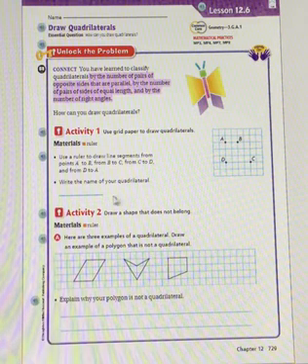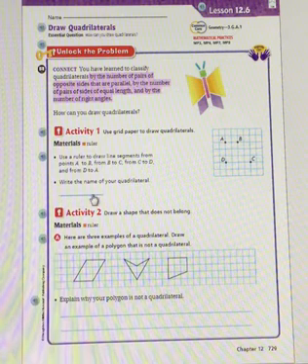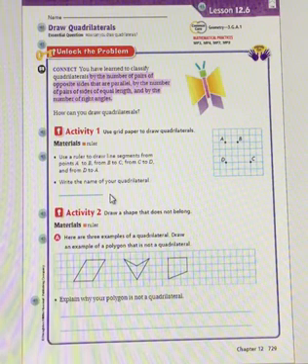Okay, hopefully you've written out what the name of your quadrilateral is. You should have right here written trapezoid. If you did write trapezoid, give yourself a little pat on the back. Nice job. Let's move down to activity 2.